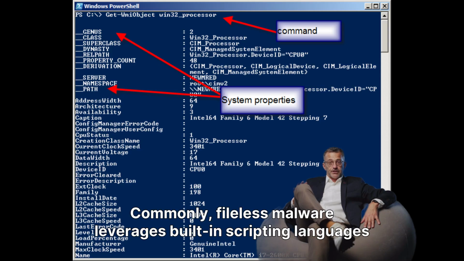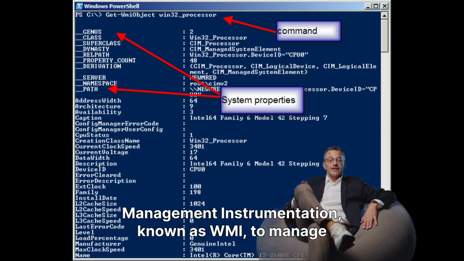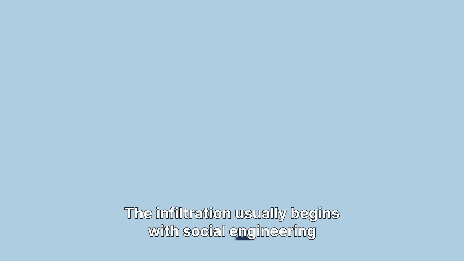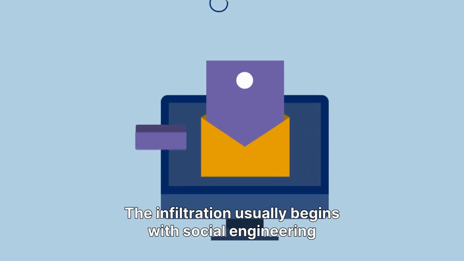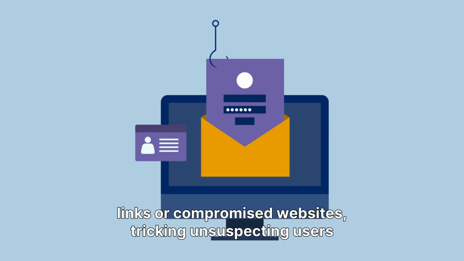Commonly, fileless malware leverages built-in scripting languages like PowerShell for executing commands, or Windows Management Instrumentation, known as WMI, to manage system events without external files. The infiltration usually begins with social engineering tactics, such as phishing emails with malicious links or compromised websites, tricking unsuspecting users into executing harmful code snippets directly.